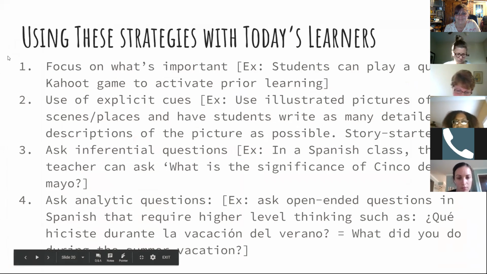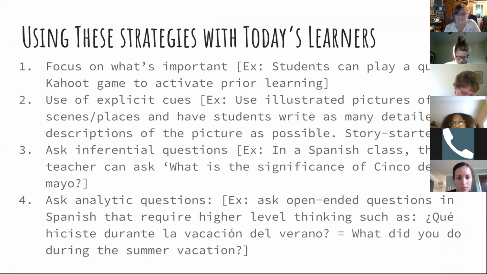Okay, so using these strategies with today's learners, I was just giving examples of how they could be implemented in the class. So number one, focus on what's important. Example, students can play a review game of Kahoot to activate prior knowledge. I know that I've done that with my students and they enjoy it. Number two, use of explicit cues. For Spanish, I know that we've used illustrated pictures. You would have a scene or a place, and then the students would write a detailed description of the picture in as much detail as possible as a story starter in Spanish.